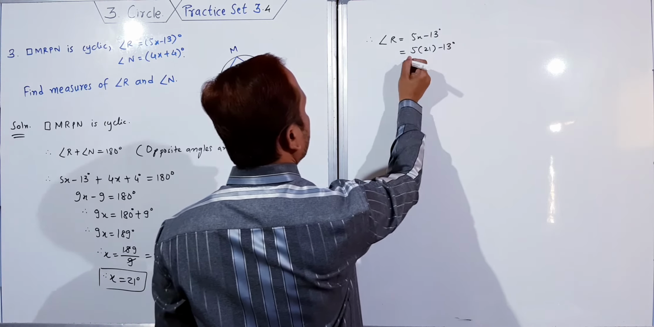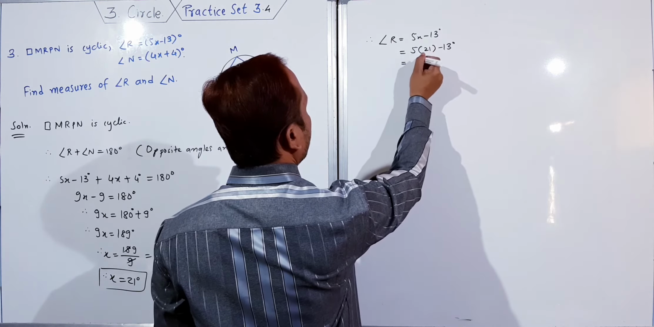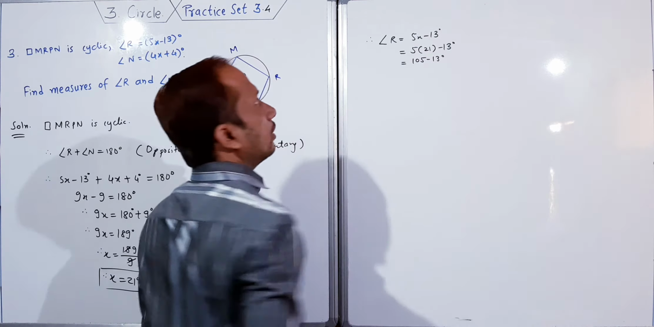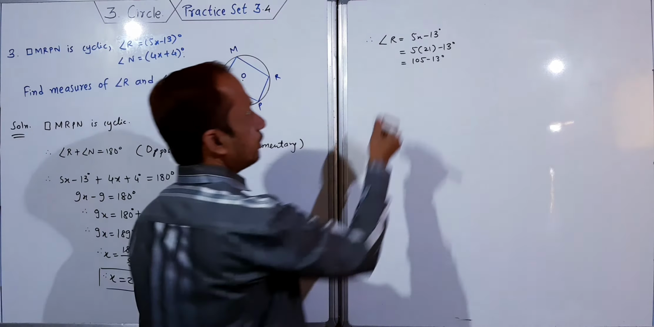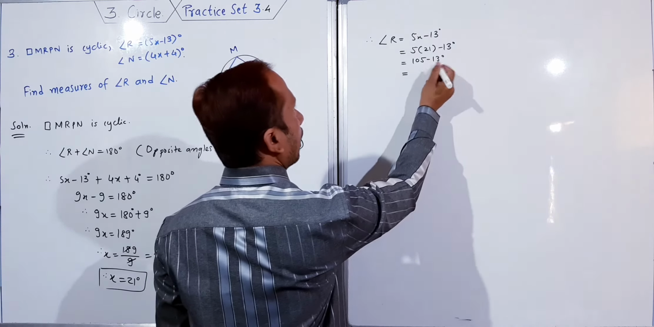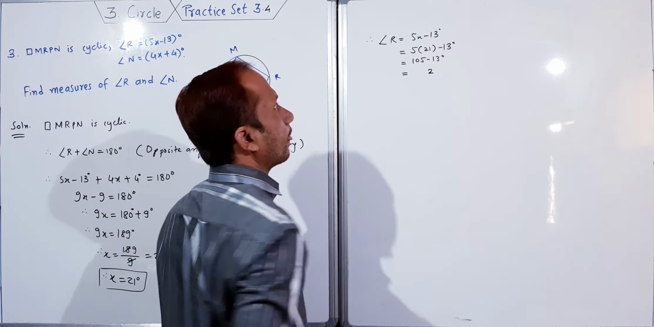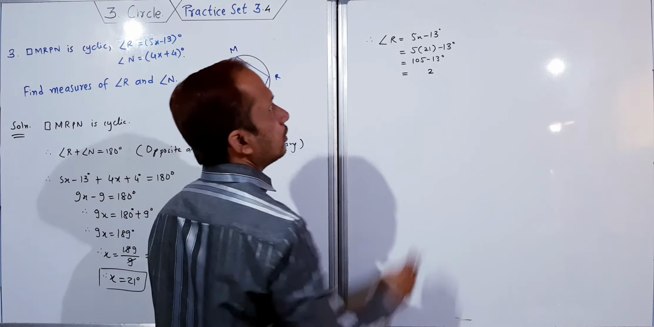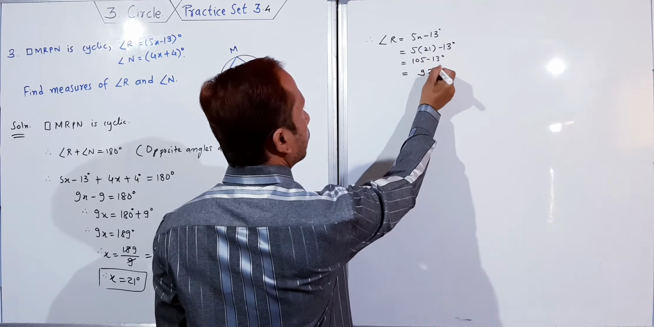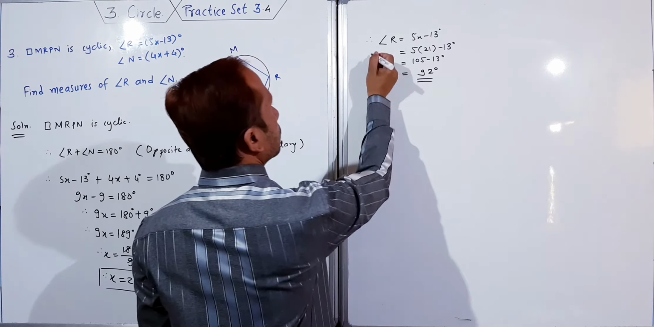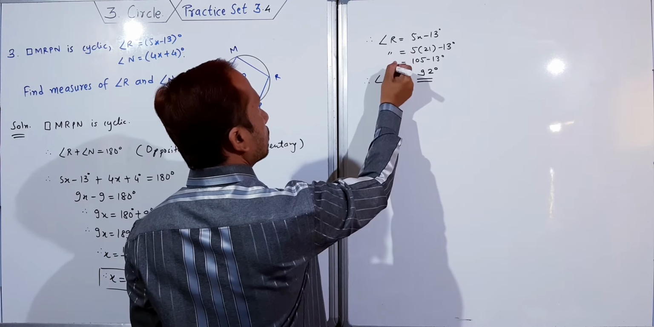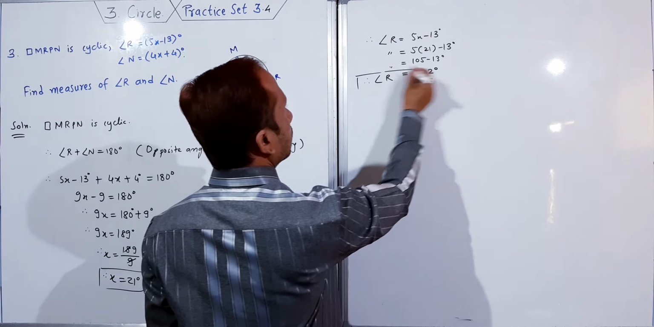5 ones are 5, 5 twos are 10, so 105 minus 13. Now do this: angle R, 5 minus 3, I will get 2. Then 0 minus 1 is not possible, so it is 92 degrees. So this is the measure of angle R, you got this 92.